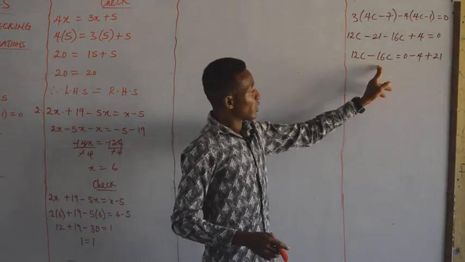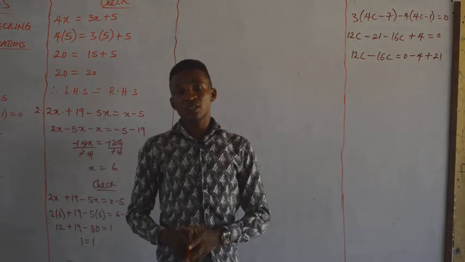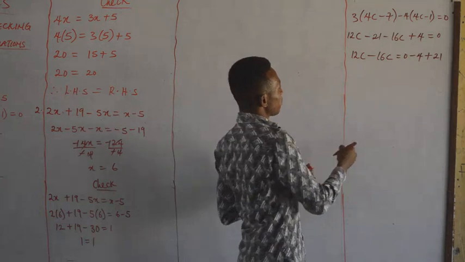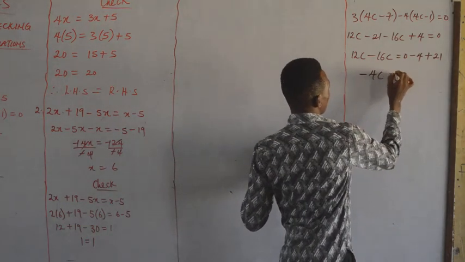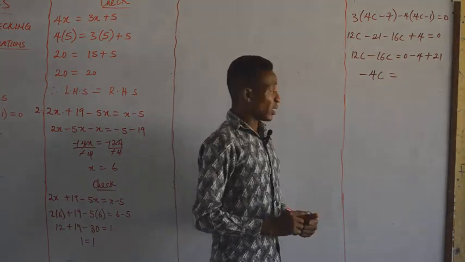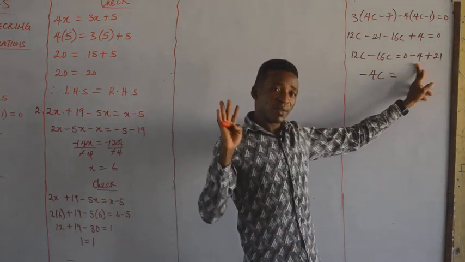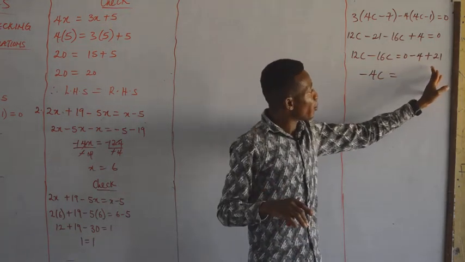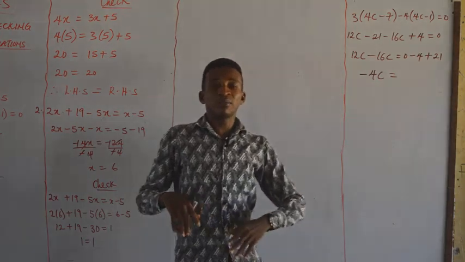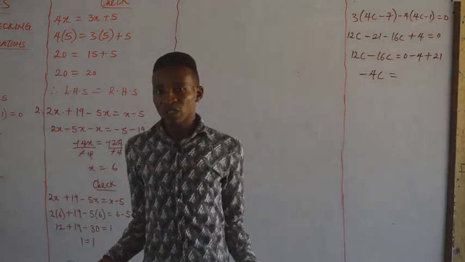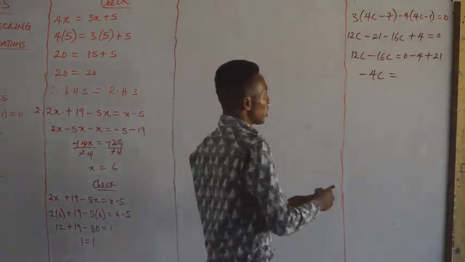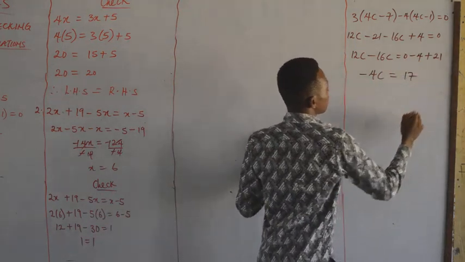Now let's take the left hand side. From the left hand side, 12c minus 16c gives us minus 4c. Now let's go to the right hand side. 0 minus 4 gives us minus 4. Now minus 4 plus 21, we don't need to waste our time as usual. This one gives us 17.